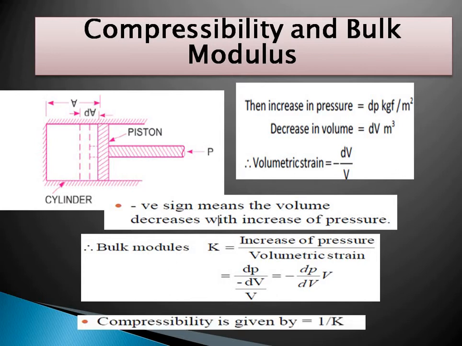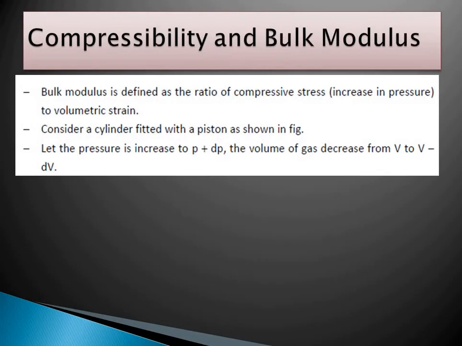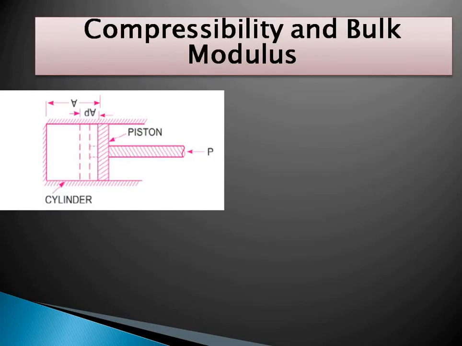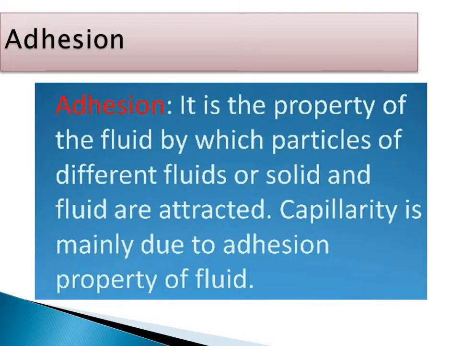Now what is compressibility? Compressibility is the reciprocal of bulk modulus. Bulk modulus is the ratio of compressive stress to the volumetric strain, so compressibility is the ratio of volumetric strain to the compressive stress. It works as the reciprocal of bulk modulus.